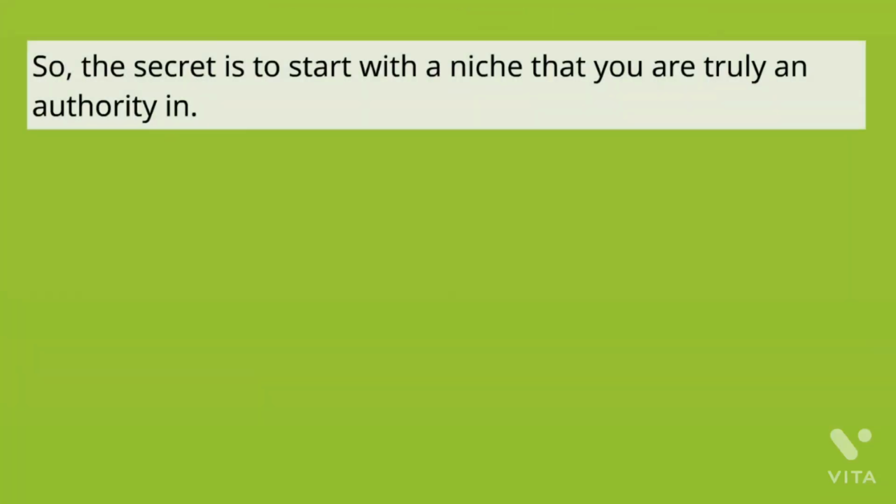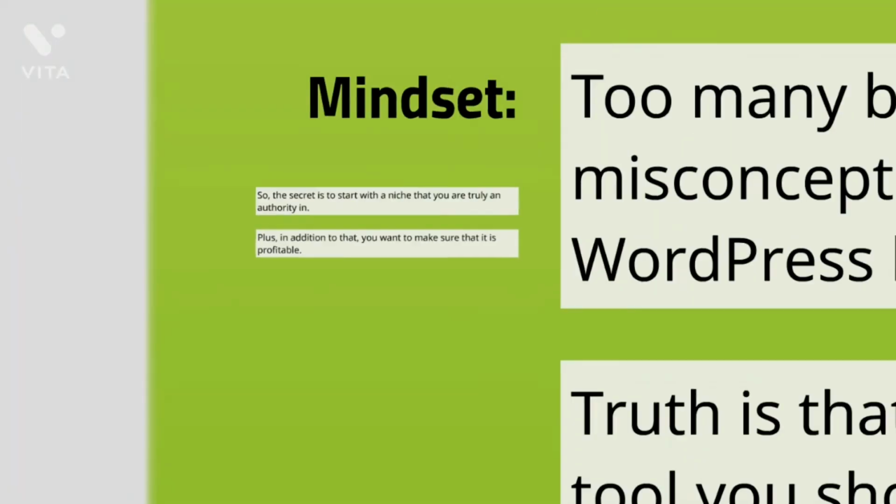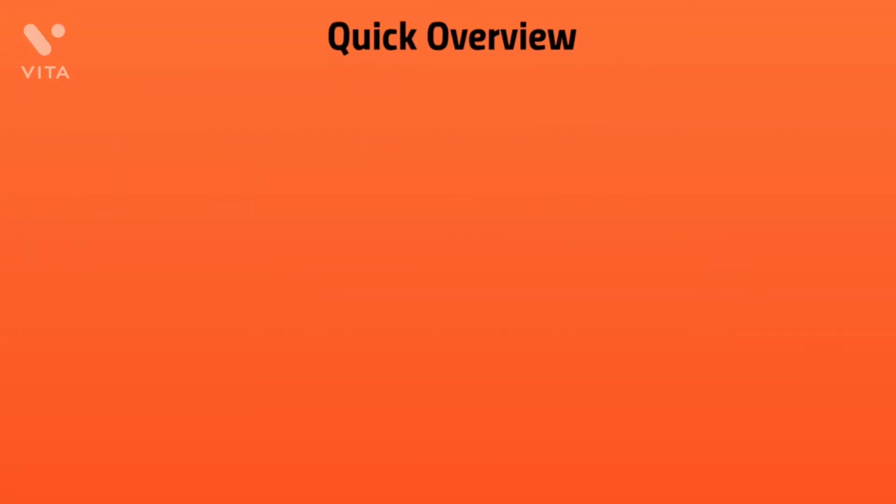So the secret is to start with a niche that you are truly an authority in. So this video course is all about that, how to find your niche, but how to make sure that you're in fact the authority. And we're going to put things through a test, and you'll see several tests in the beginning to make sure that is true. Plus, in addition to that, you want to make sure, of course, that it is profitable, that you have enough products to sell, and that you can increase your revenue stream.